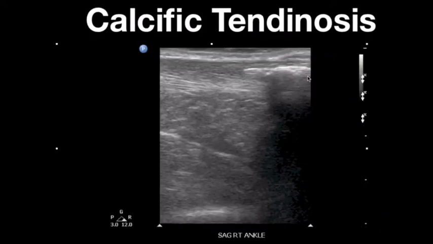In patients with tendinosis, calcifications can also be seen. Again, here's a sagittal view of the Achilles tendon. You can see here some echogenic areas with posterior shadowing. These represent calcifications.